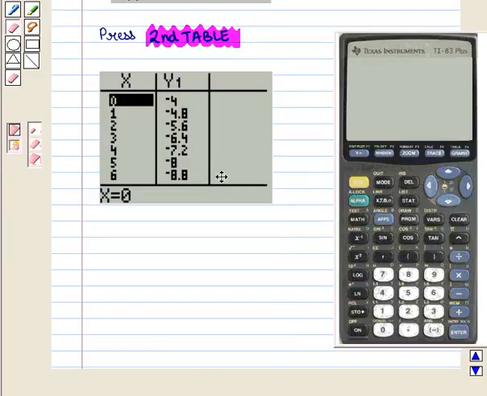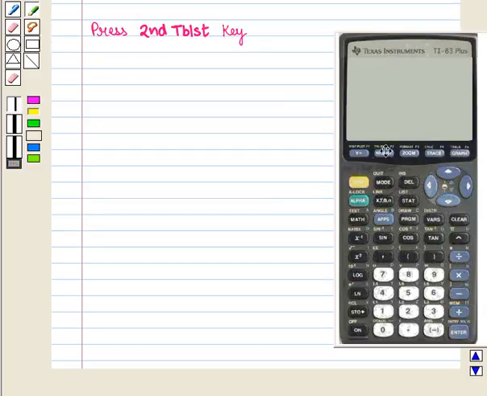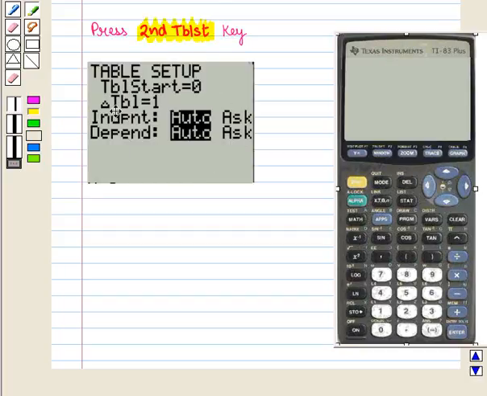Now suppose we want the values of table to start from minus 6. For this, we will need to change table settings. Let us go to the table settings. Now here in this calculator, we see that table settings is written above window key. So we press second and table settings key simultaneously. Then we will get this screen.